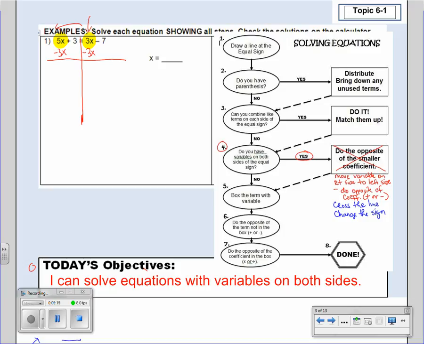5x minus 3x is 2x. We'll drop the plus 3 down because we didn't do anything with it. 3x minus 3x equals 0. That's what we want. So 0 minus 7 still gives us a negative 7.